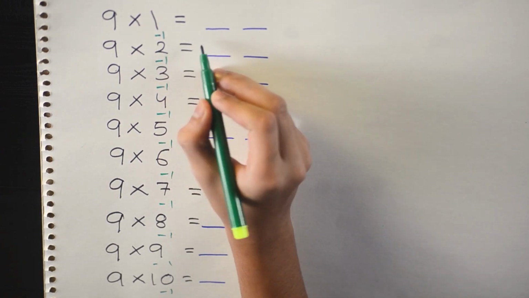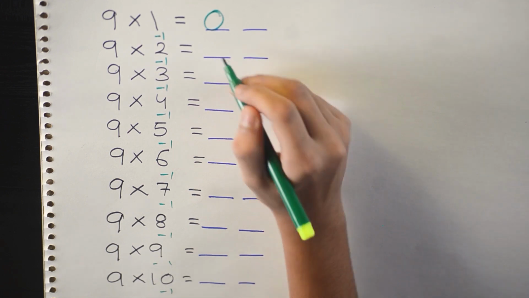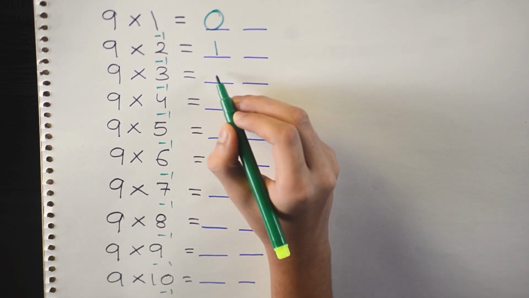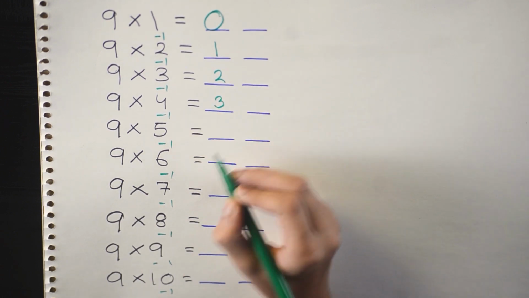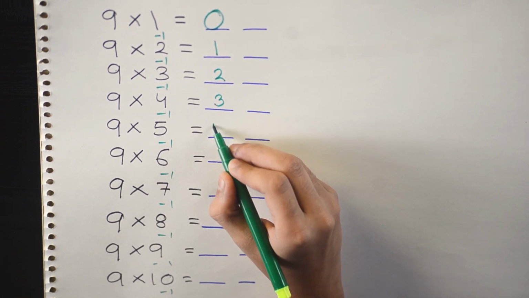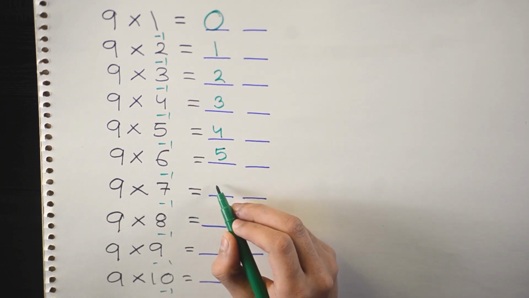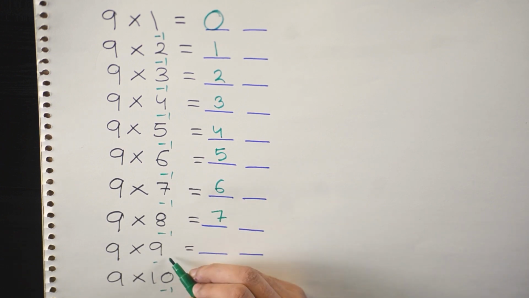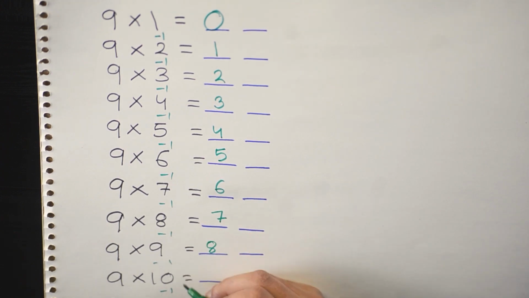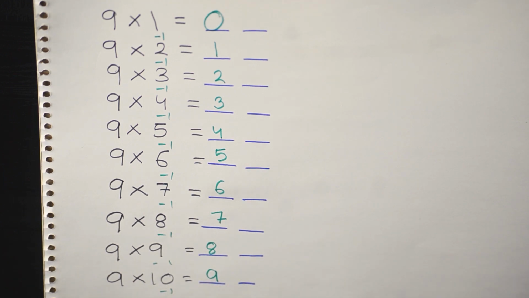So for the first answer it will come as 0. For the second one it will come as 1. For the third one it will come as 2. Fourth one 3. Fifth one 4. Sixth one 5. Seventh one 6. Eighth one 7. Ninth one 8. And 10th one 9. So now what you have to do is that you have to start from down.